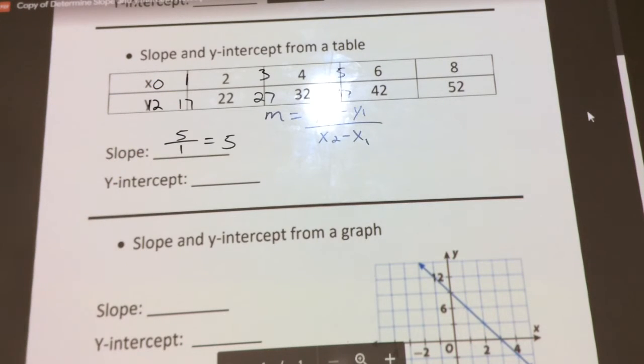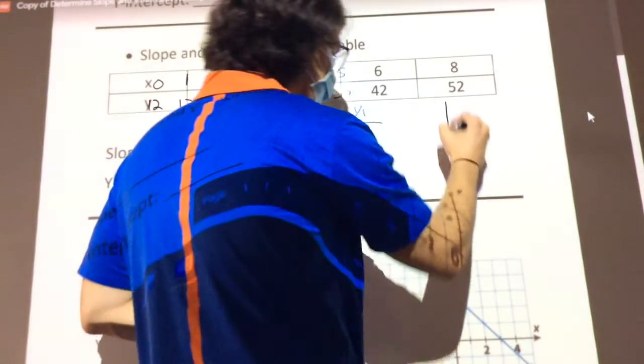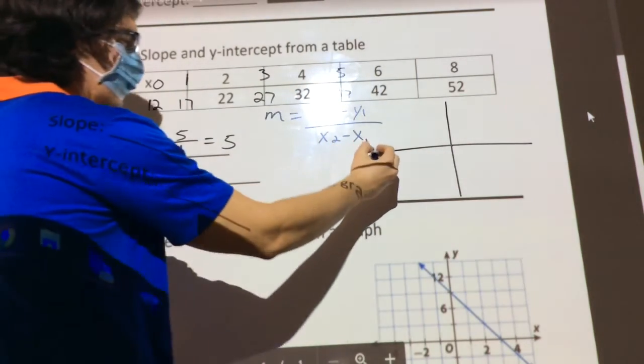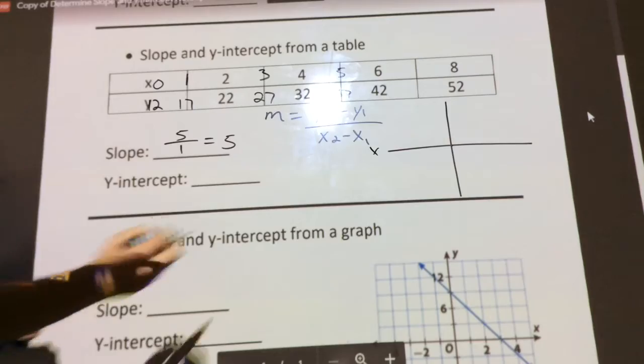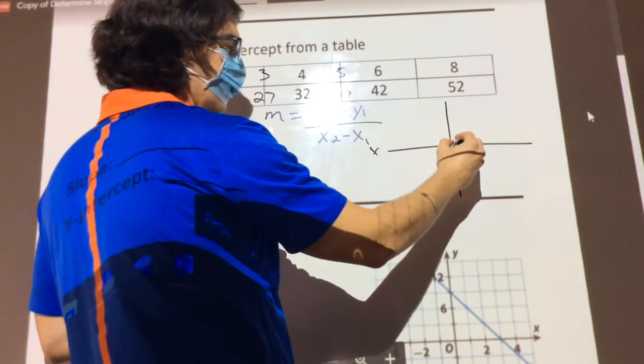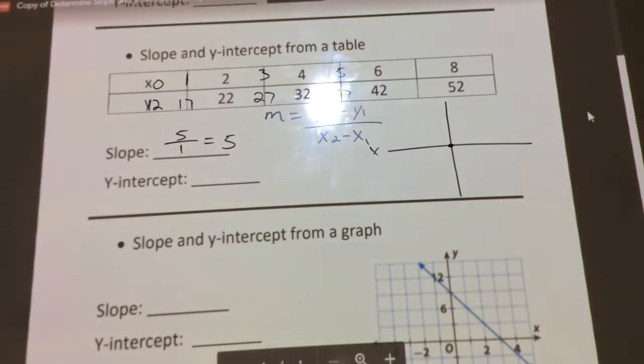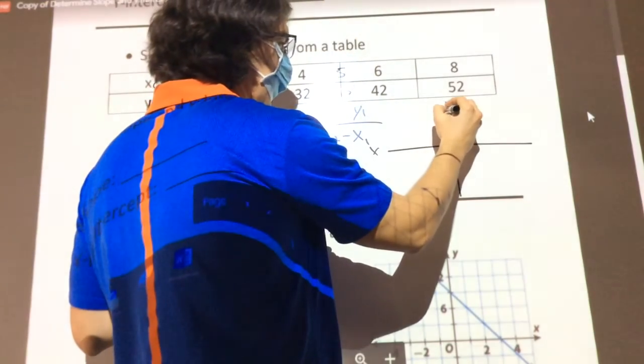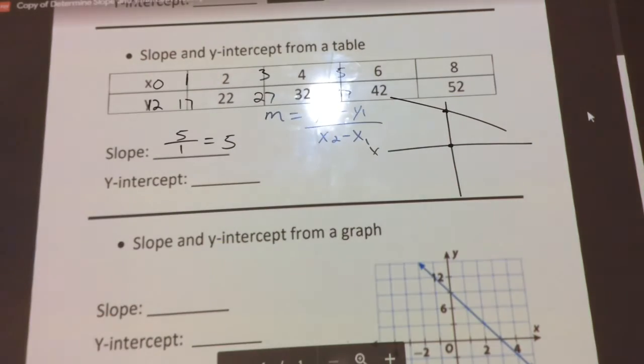Okay. I want to graph something for you real quick. I just want you to see this. If I'm at 0, do we agree this is my x-axis? Do we agree that if x is at 0, it means I'm right here? Are we okay with that? And if my y is at 12, that means I'm up here. And isn't that where my line is crossing the y-axis? So what do you think the y-intercept to this table is going to be? 12. All right, here's what I want you to write on your notes.